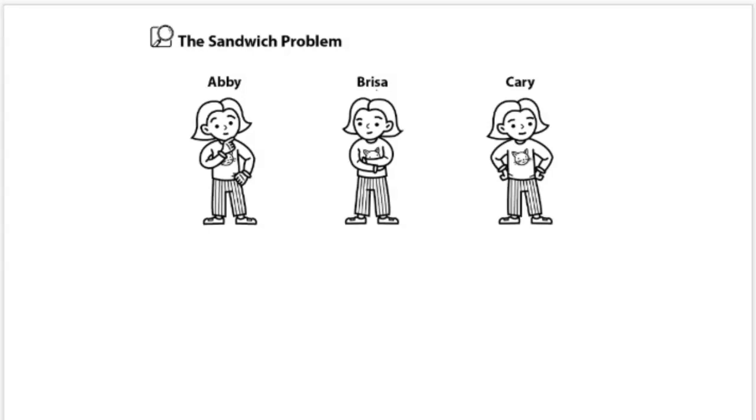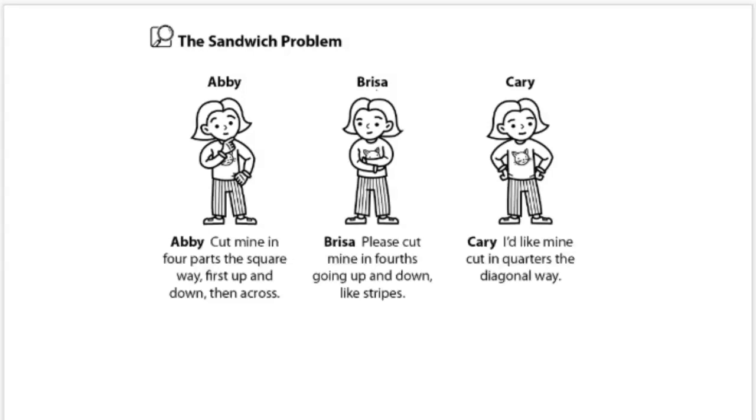"Peanut butter and jelly sandwich," yelled Abby. "Yeah," exclaimed Brissa. "I want jelly with peanut butter," cried Carrie. "Okay, peanut butter and jelly all around," said Daniel. "How do you want your sandwiches cut?" Now, each of the girls wanted their sandwiches cut in a different way. Let's look and see how they wanted those sandwiches.